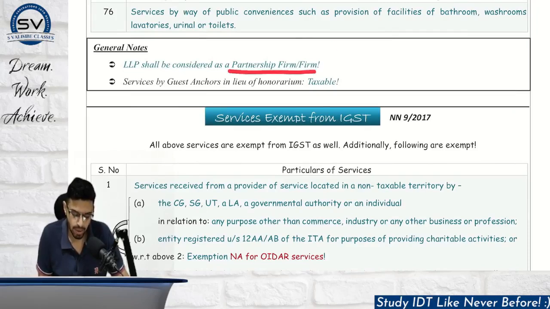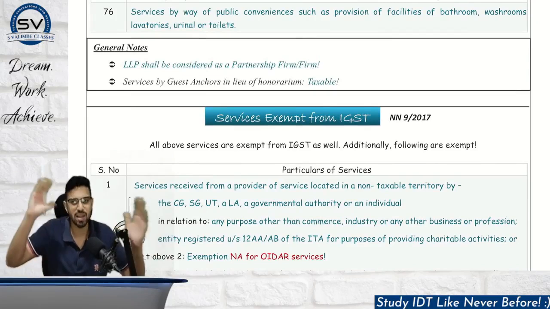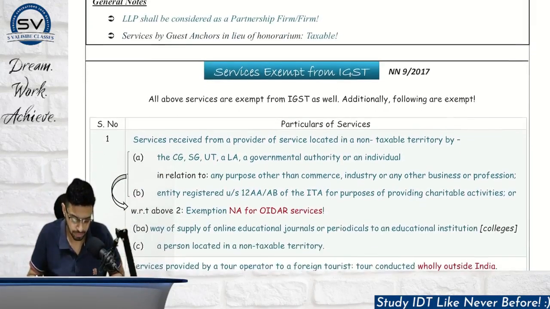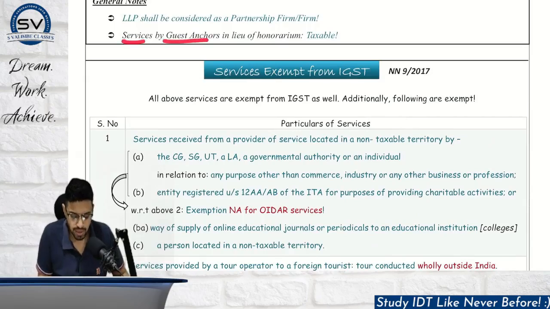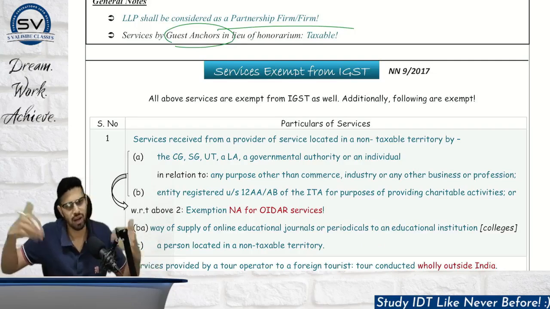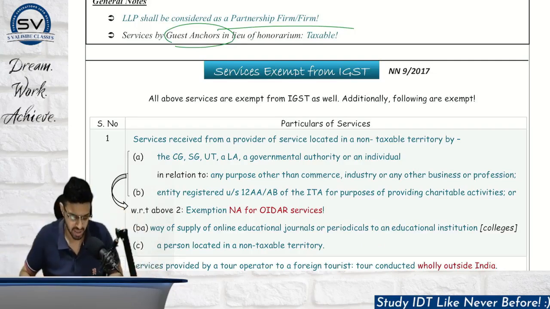LLP shall be considered as a partnership firm only, because technically there is a difference in company law, but in GST there is no difference. Services by guest anchors in lieu of honorarium are also taxable. Why? Because for guest anchors we didn't cover any kind of exemption, right? So guest anchors come, they charge 50,000, 1 lakh for their show. That is also taxable under GST.